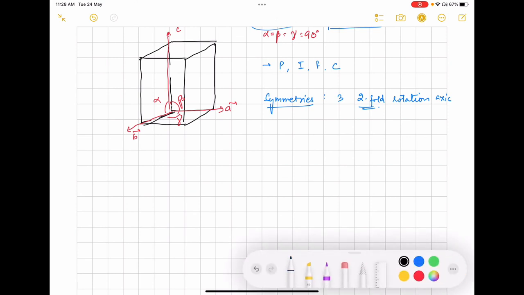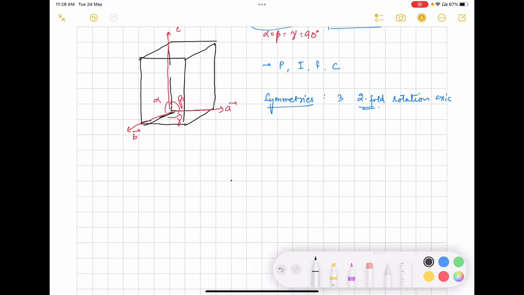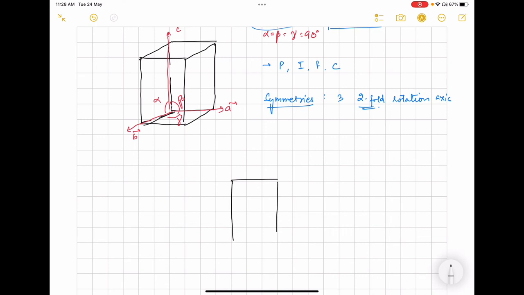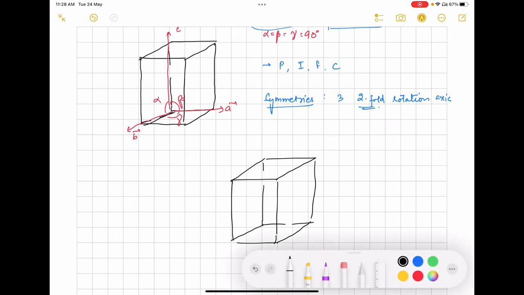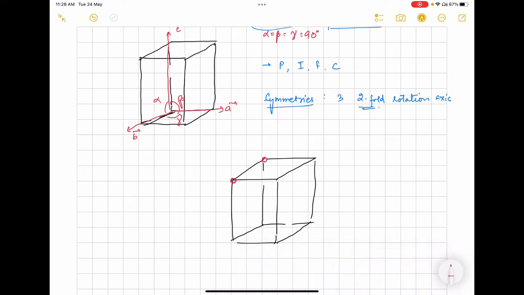Let us see what end centered looks like. So if this is the unit cell of your lattice, so the end centered will have points on the vertices and points on two opposite faces. So this is your end centered.